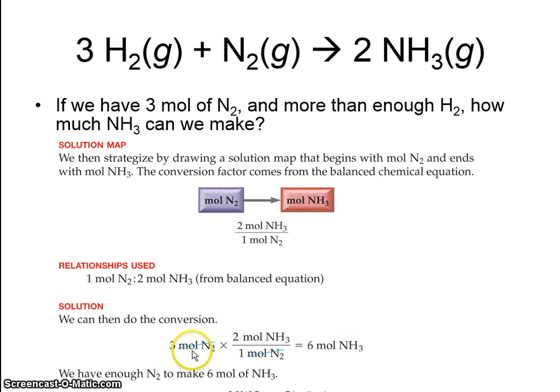And we got that from the balanced equation. So let's say we have 3 moles of nitrogen to start off with. The solution's shown down below, times the ratio that we know about here. So 3 moles of nitrogen times 2 moles of ammonia gas, and we've canceled out the moles of nitrogen, would equal 6 moles of ammonia gas. So we have enough nitrogen to make 6 moles of ammonia gas.